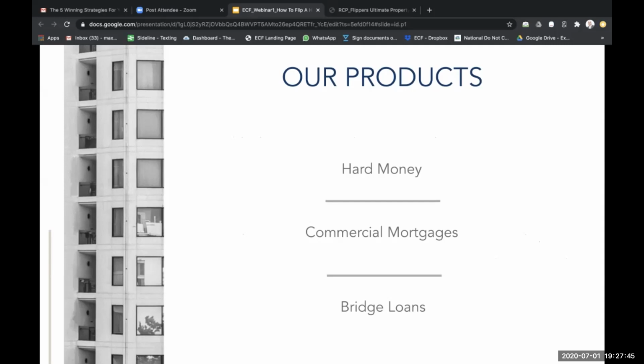Right now, mid-COVID, I'm just going to tell everybody quickly, we need to have a 650 minimum score. And you could be a newbie. It's not a problem, but a 650 minimum score. We are asking for interest reserves anywhere from 3 to 6 months of the monthly payments.